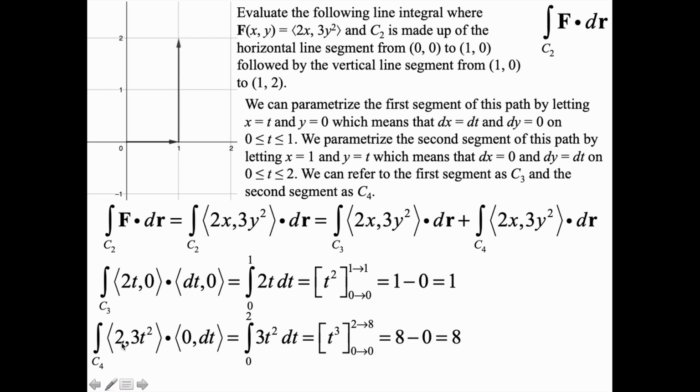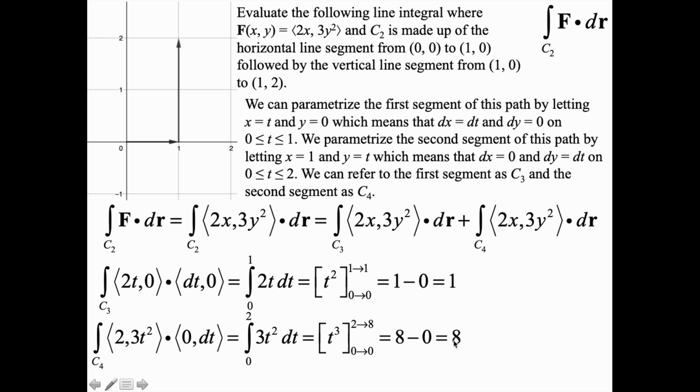Now as we evaluate along this vertical piece, which we call C sub 4, notice that the vector field turns into, let's see now, x is 1, so 2 times x, 2 times 1 is 2, 3y squared, but y was t, so you have 3t squared. X isn't changing, so dx equals 0, and of course y equaled t, so dy equals dt, and we have this expression. And we evaluate that from 0 to 2, which is what we had for the second parameterization, 3t squared dt. Fundamental theorem, we get 8.